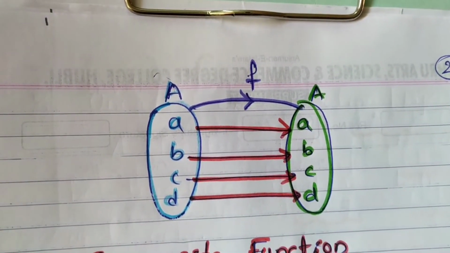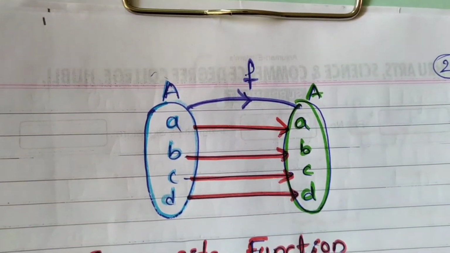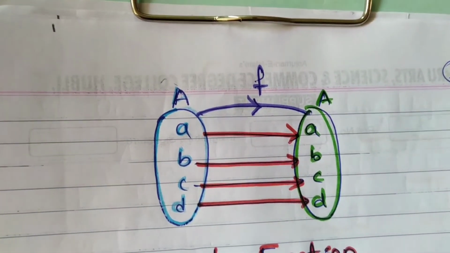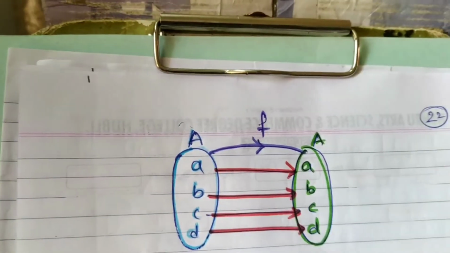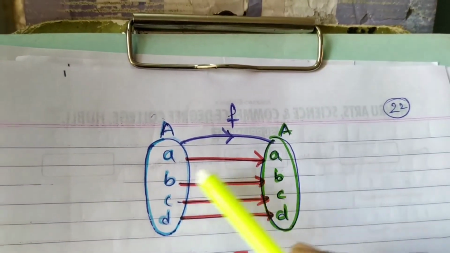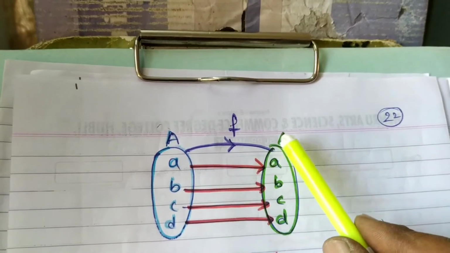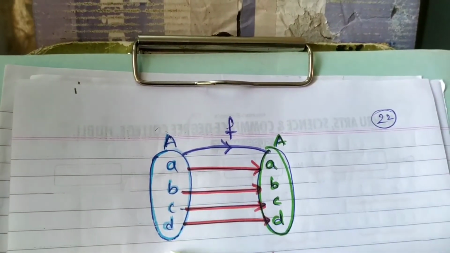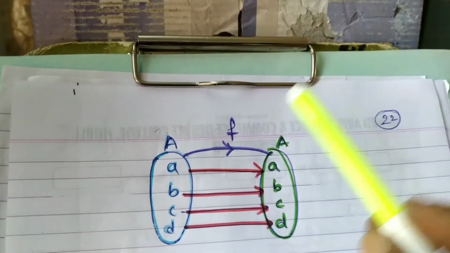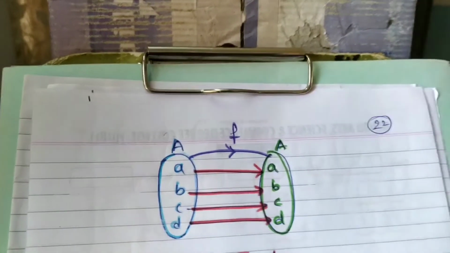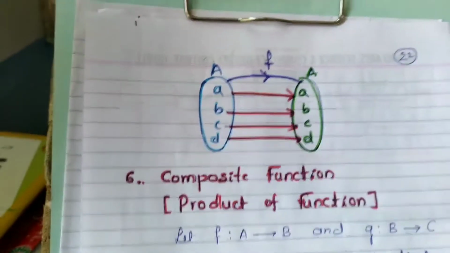After the definition of the identity function is clear, consider the function f from A to A. Suppose you take A to B, then B should also have the same elements. Nothing is wrong if you write B here, but A has elements a, b, c, d, so B should also be a, b, c, d, with a associated with a, b with b, c with c, and d with d. Then it is called the identity function.